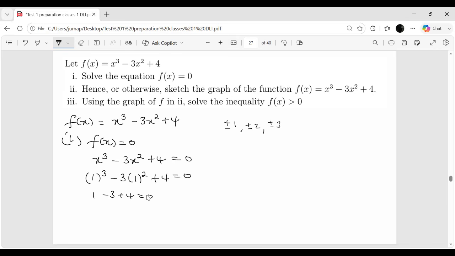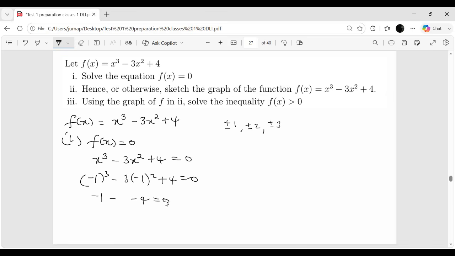Negative 1 will work. All right, wonderful. So when you try negative 1, this is very interesting. So negative 1 to the power 3 minus 3 times negative 1 squared plus 4 is equal to 0. This is going to be negative 1, and then this is going to be minus 3 plus 4. Yes, so we have our factor, negative 1. So negative 1 is our factor in this case.